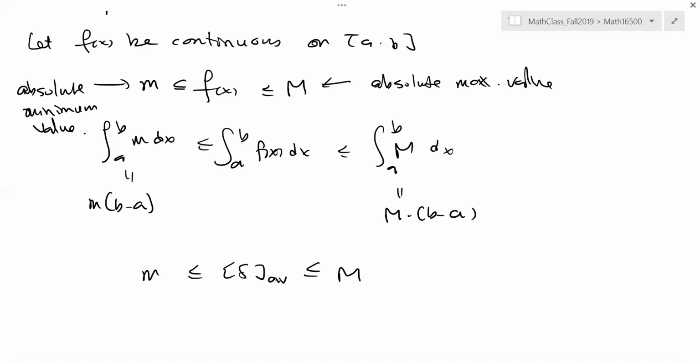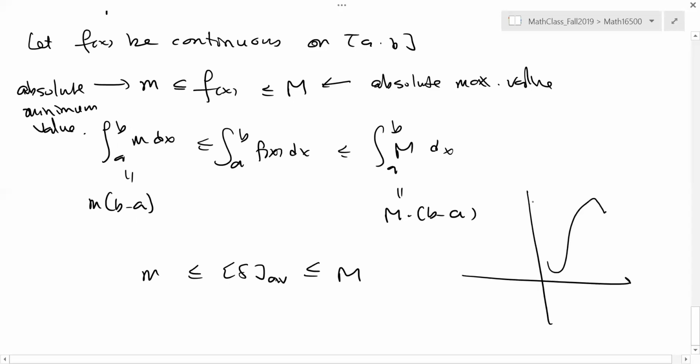Now, the average value, let's look at the picture here. This is your little m, and this is capital M. And the average value is somewhere here. This is the average value. It's between little m and capital M. So there should be an intersection point. Okay, there's the intersection point.